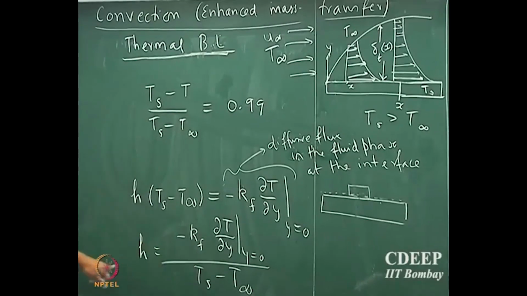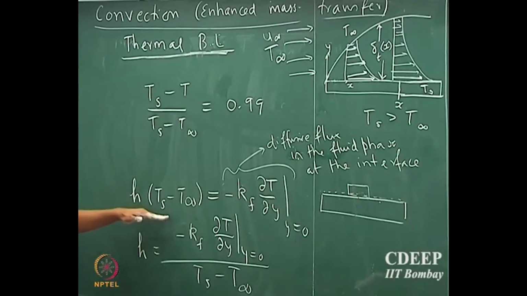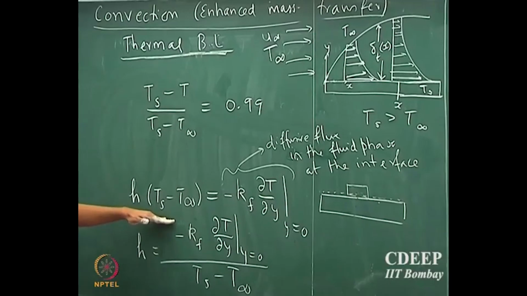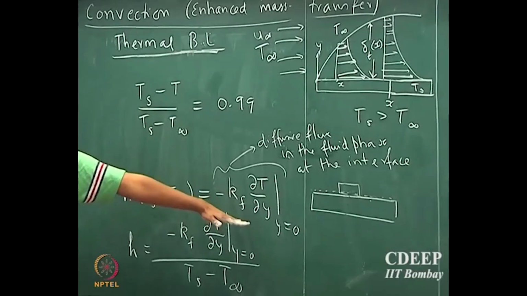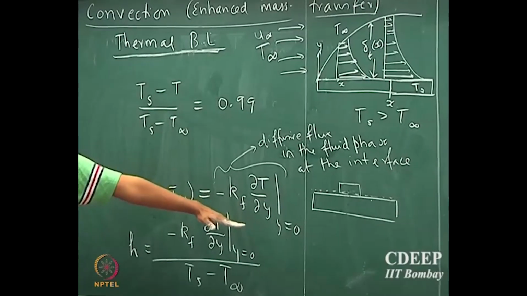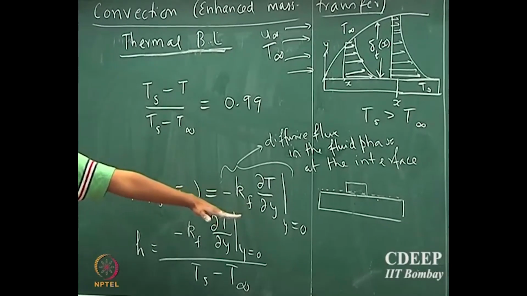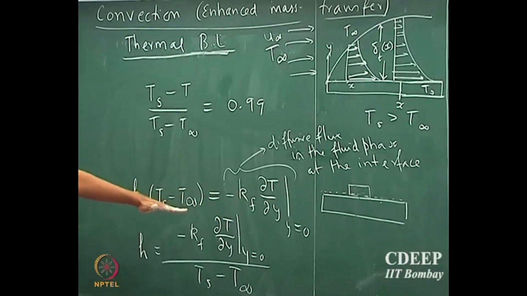Okay. So we're equating the flux of heat that leaves the solid and goes into the fluid phase with the flux that is actually conducted by the fluid because of diffusion at the interface, because the velocity is 0. Okay.